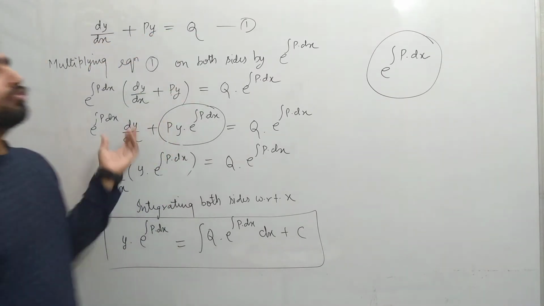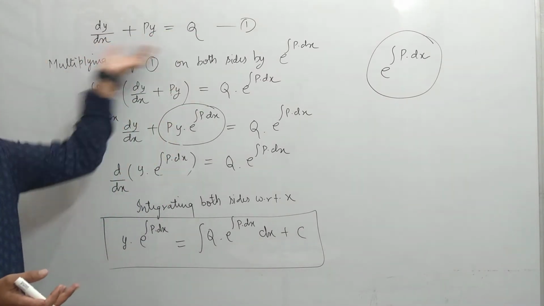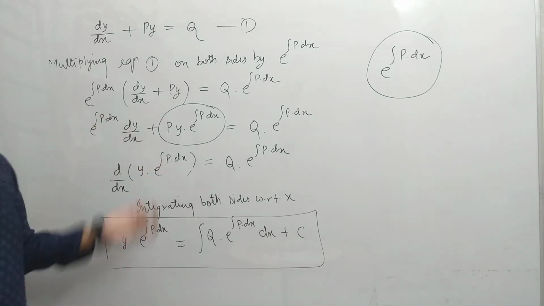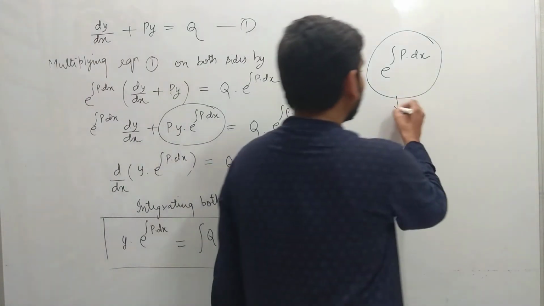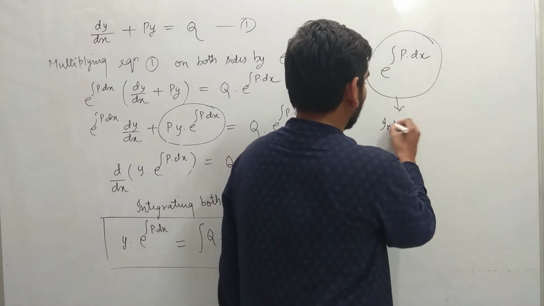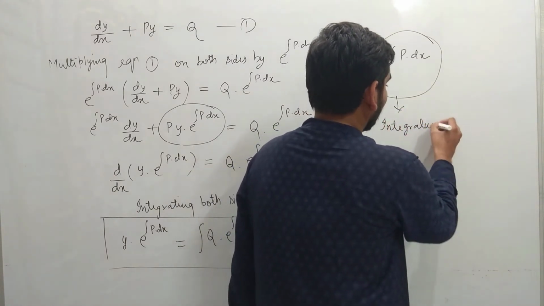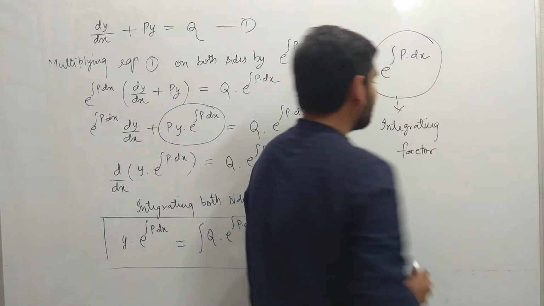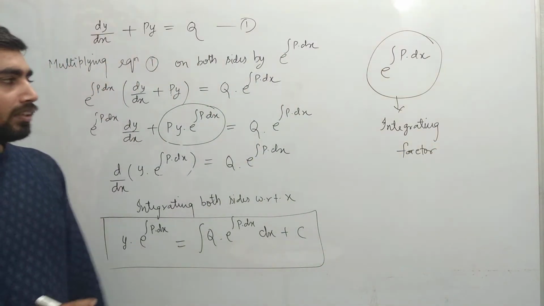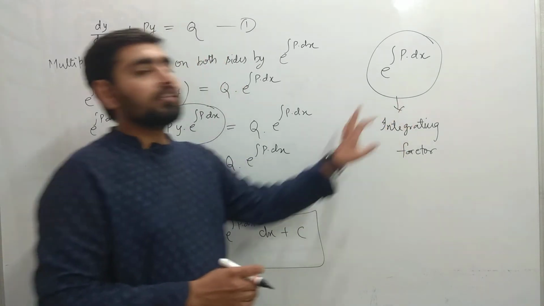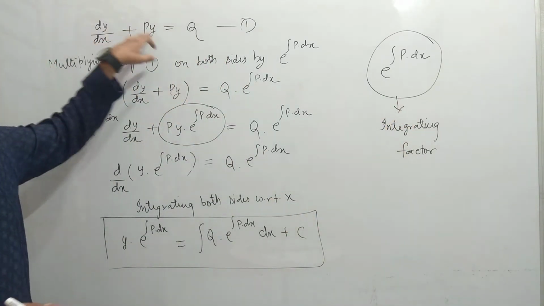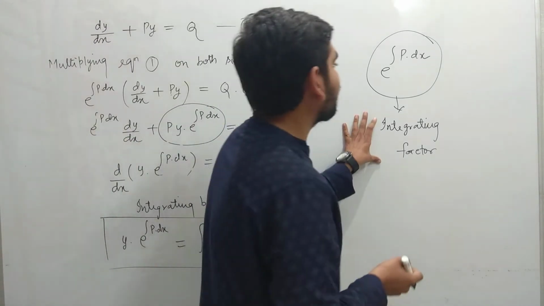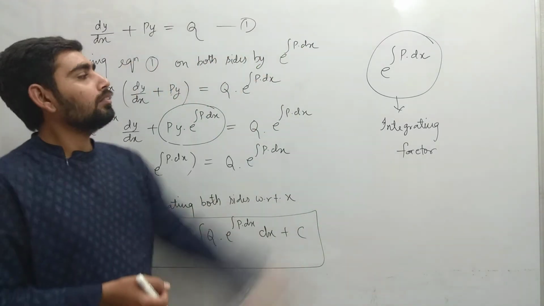Here the term which we use to multiply both sides to make the left hand side exact, or make it integrable, is known as the integrating factor. This term is known as the integrating factor of the linear differential equation. This integrating factor, on multiplication on both sides in the given differential equation, makes it exact.